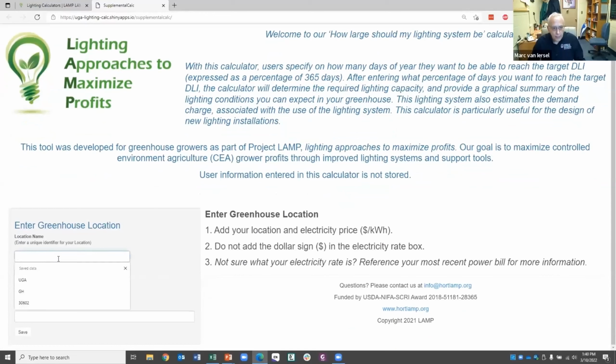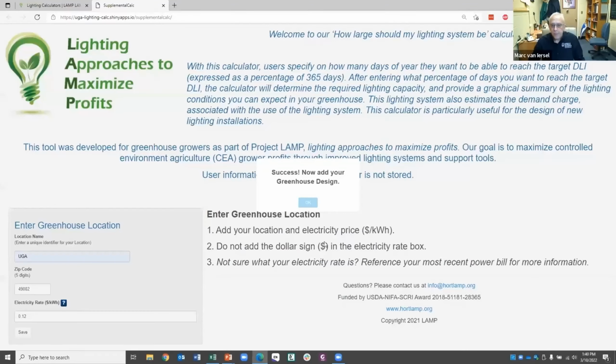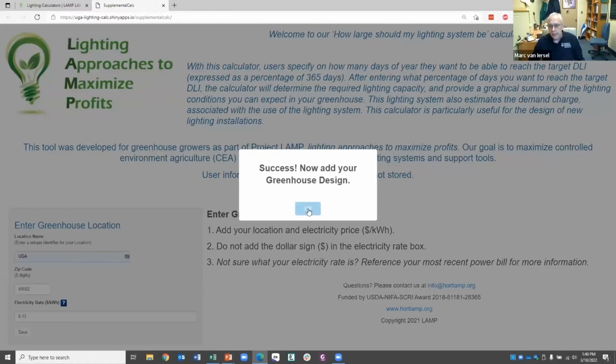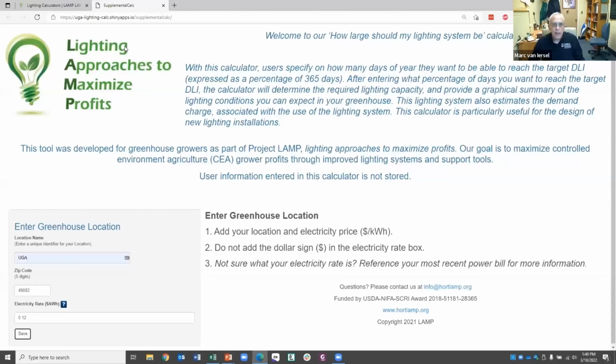And so you can enter a name for your greenhouse. I'm going to just call it UGA because I'm at the University of Georgia. You enter your zip code, and I'm going to enter 49002. That is Kalamazoo, Michigan. An electricity rate of 12 cents per kilowatt hour. I save this information, and now it tells me that I can add my greenhouse design.